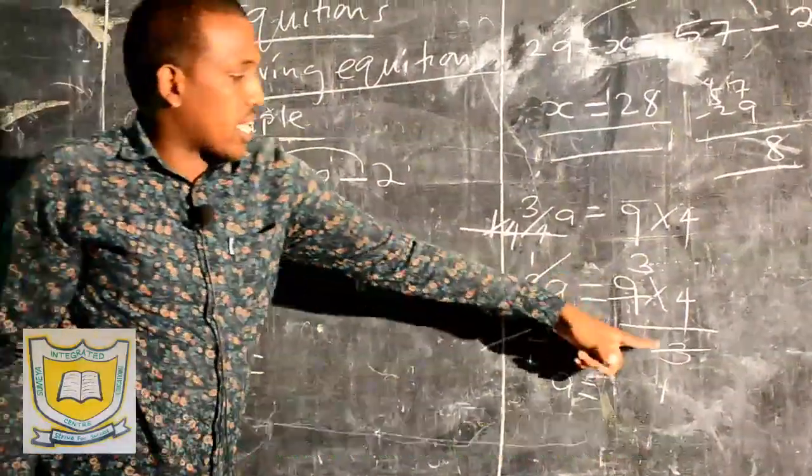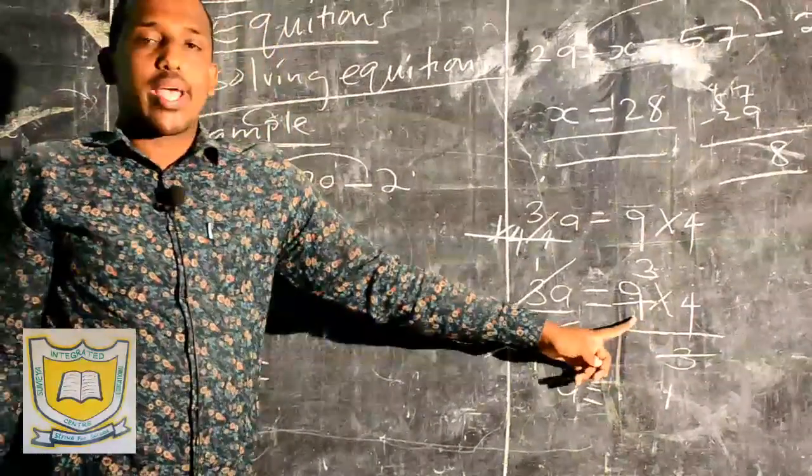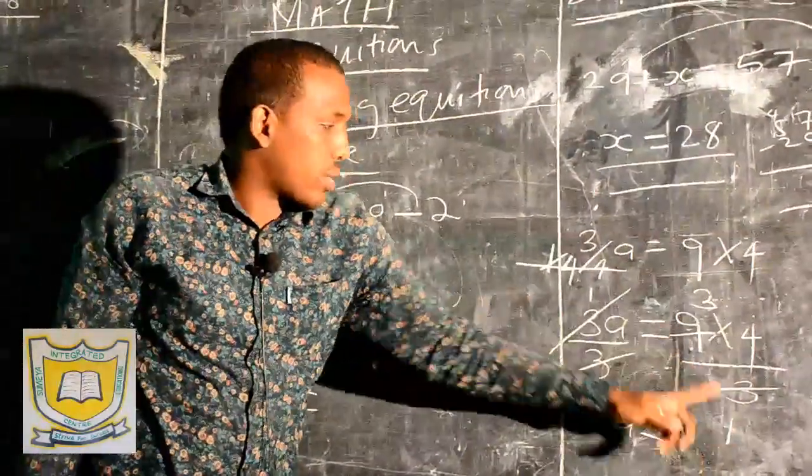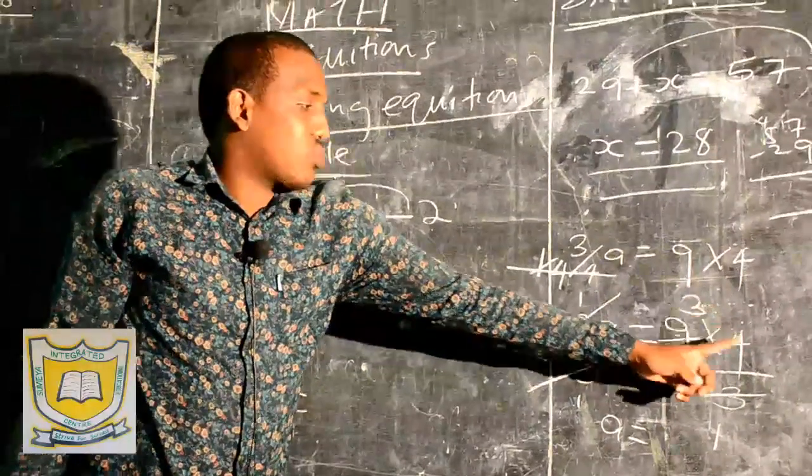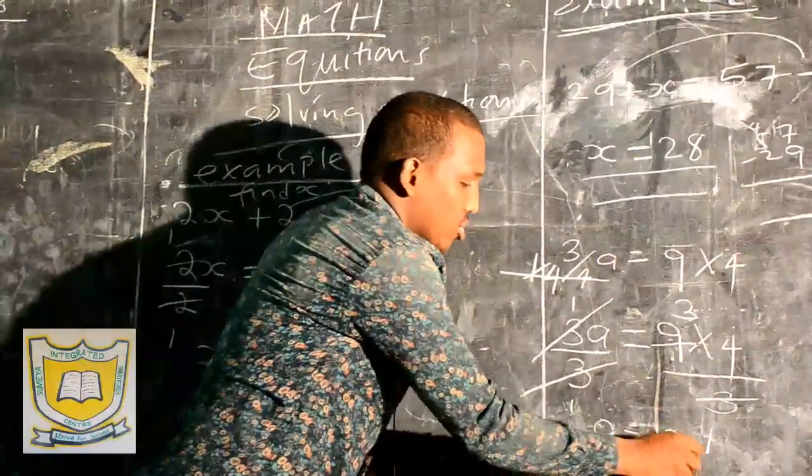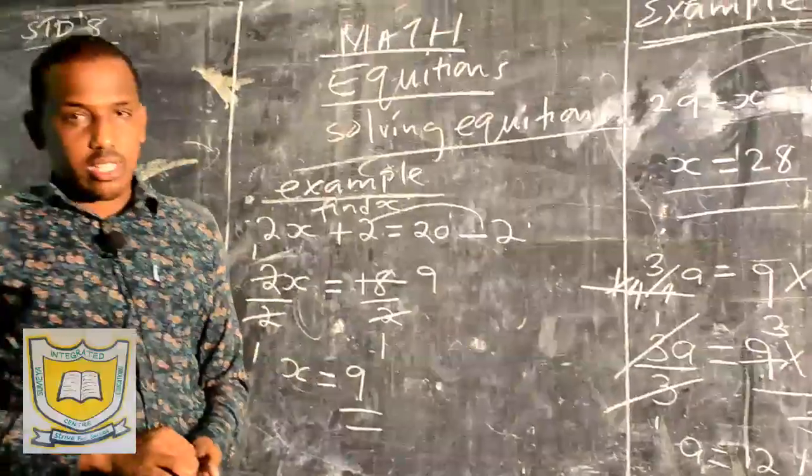So 3 times 3, remember, is 9. So 3 goes into 9 3 times. So by 3, 1, by 3, 3. So 3 times 4 is 12. So A is equal to 12. That's how we get the value of A.